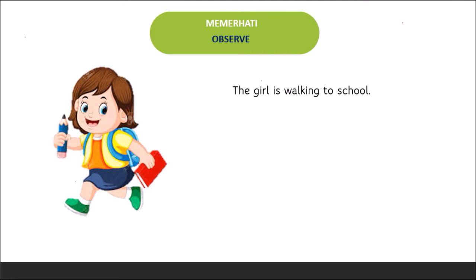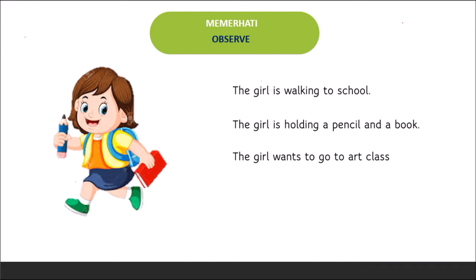Did you say the girl is walking to school? Or the girl is holding a pencil and a book? Or maybe the girl wants to go to the art class? Or also, the girl is wearing a pair of green shoes. Which is accepted as observation?